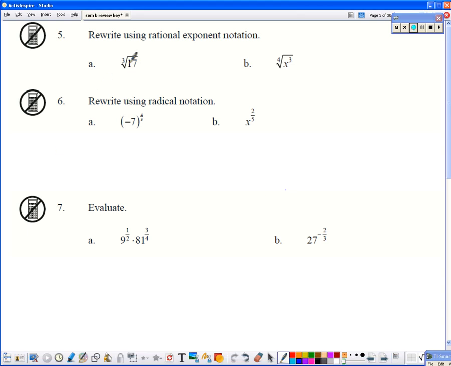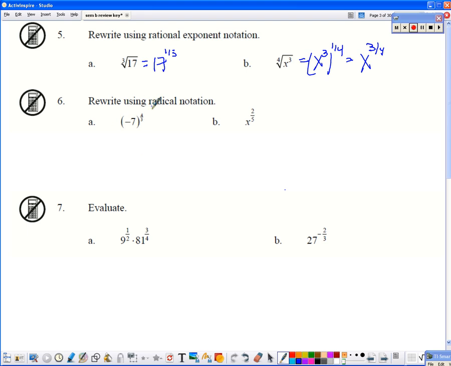So to convert to a rational exponent, that means to make it into a fraction. This is going to be 17 to the 1/3. And this one is going to be x to the third to the 1/4, but we can multiply these together. So that's x to the 3/4.